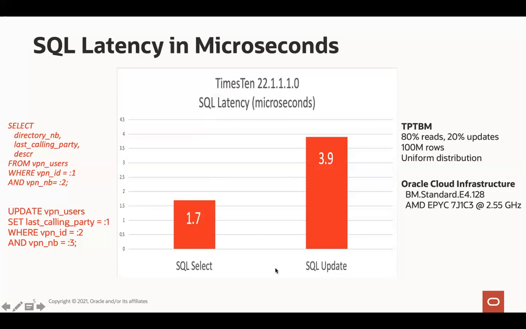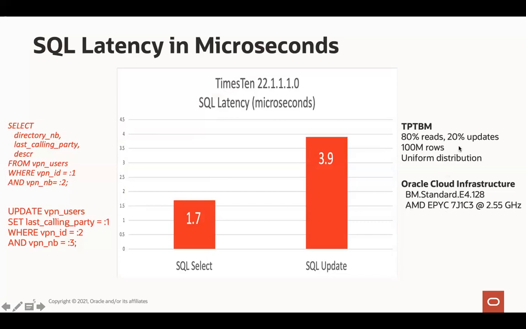Now I said it takes on average about 1.7 microseconds to do the SQL select. What do I mean by that? Well, there's really two factors that determine just how fast the TimesTen In-Memory Database goes. The first factor is how fast your CPU is. Basically, the faster the CPU, the bigger the L3 cache, the faster your database can go. In this case, we were using AMD EPYC CPUs on Oracle Cloud in a bare metal configuration. So that's pretty fast hardware.